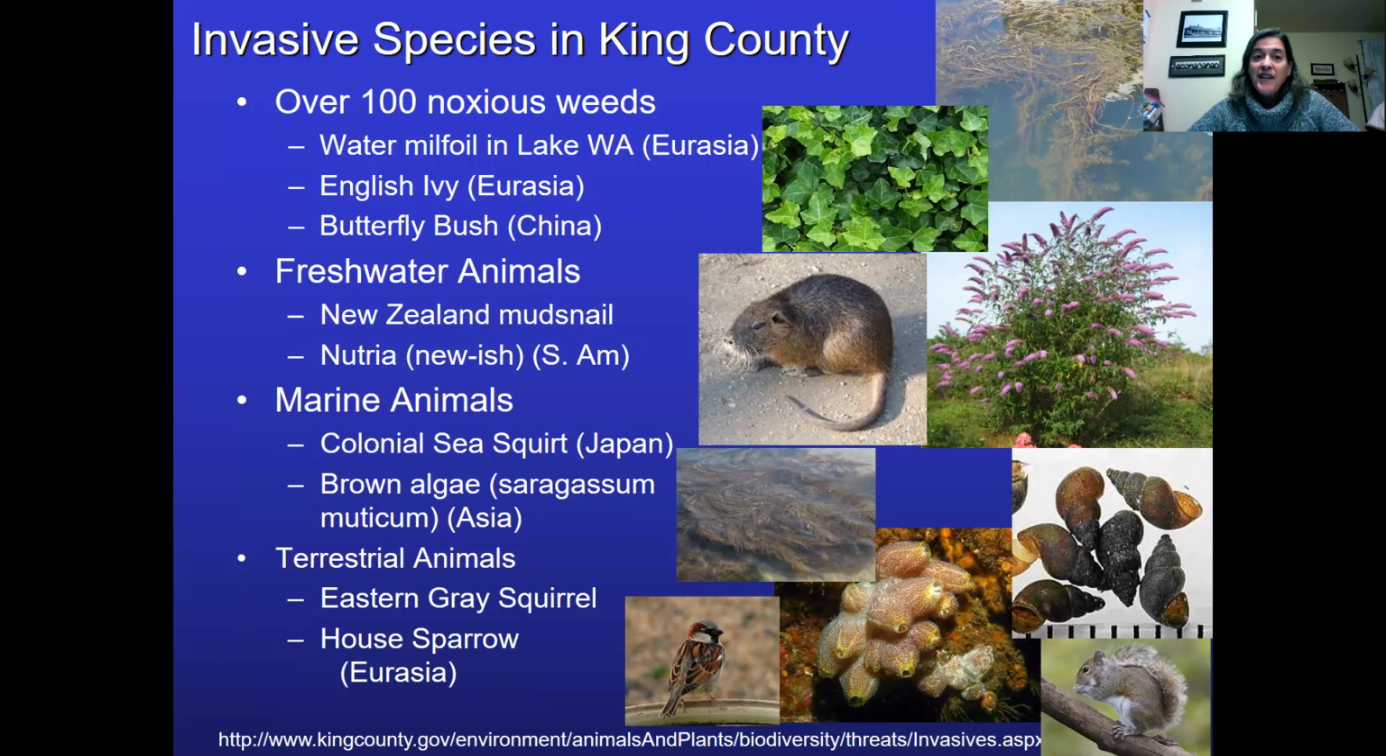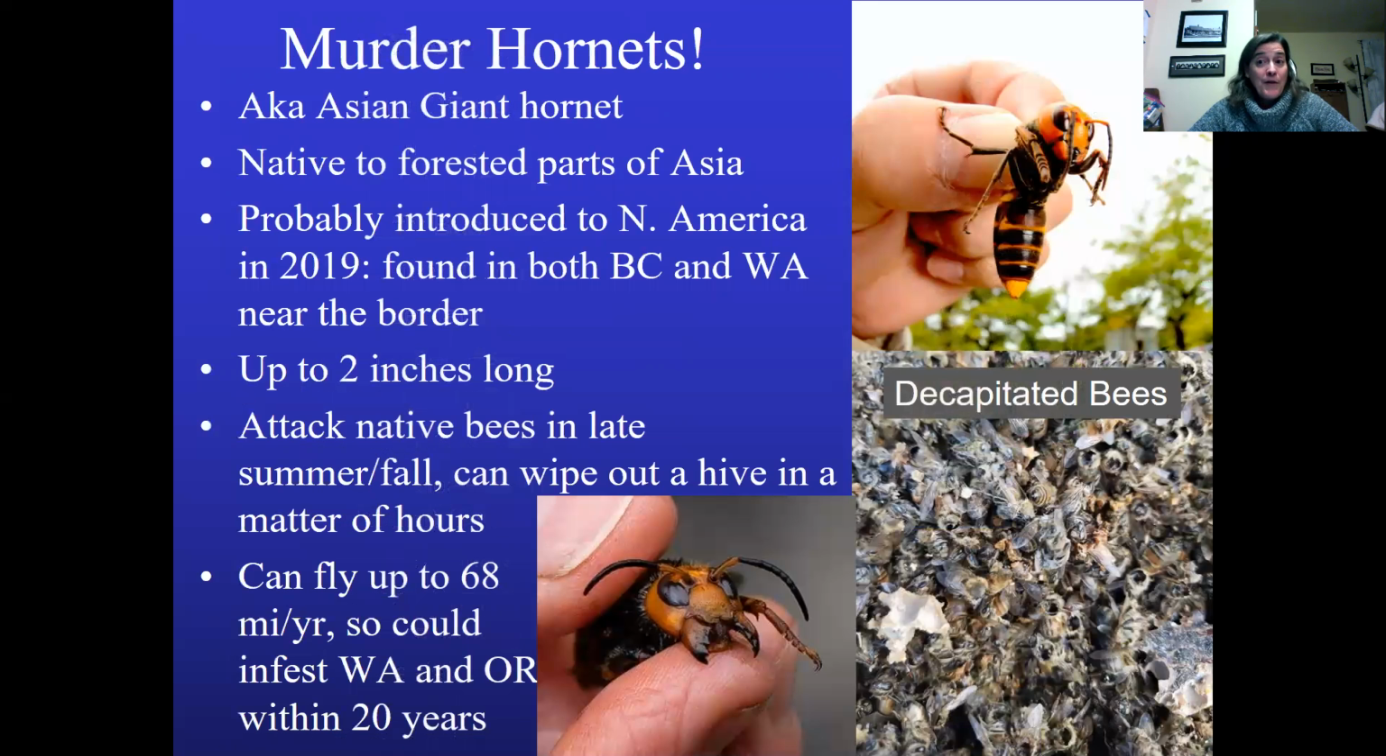If you've ever seen that gunk in Lake Washington, that's water milfoil from Eurasia. English ivy is from Eurasia, and there's the butterfly bush, freshwater animals. I'm not going to go through this whole list, but even the eastern gray squirrel, I was like, really, the squirrel? That's not native to here. And birds like the house sparrow. So all of these things were introduced, and just in time for 2020, we have yet another new invasive species to the area, and that's the murder hornets.